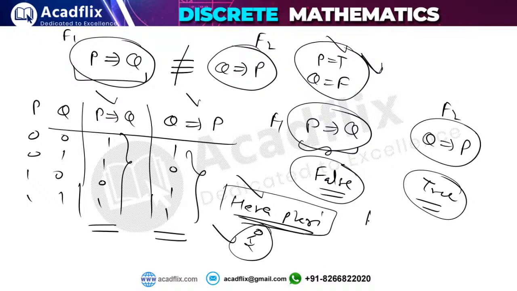Whenever you say that two things are equivalent, it means that in every situation they are equivalent. In every situation, whenever F1 is true, F2 should also be true. In any situation, if F1 is false, then F2 should also be false. So this is what we mean.